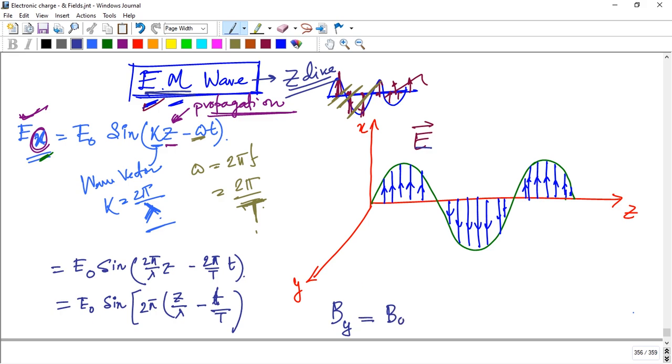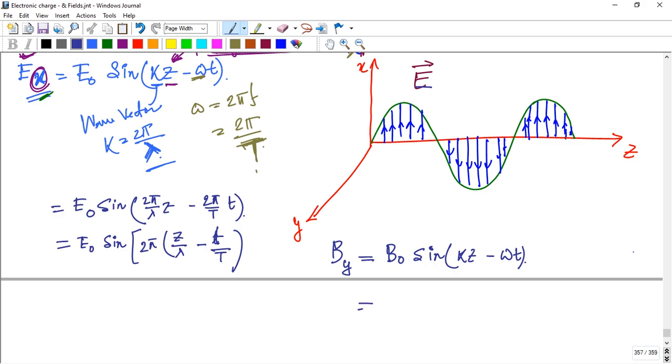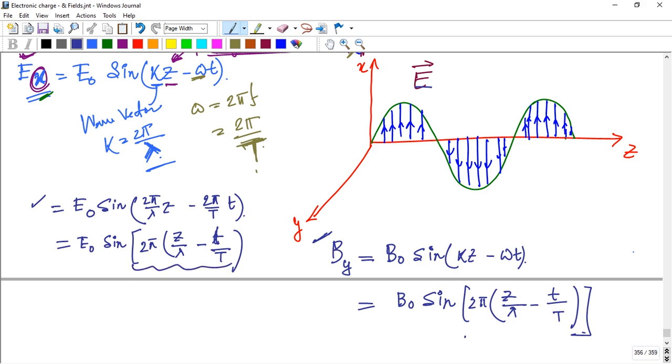Suppose the maximum is B naught sine of kz minus omega t, the same form, and we get the final expression B naught sine 2 pi times z by lambda minus small t by capital T. You see that both are in phase, with no phase difference between the electric and magnetic field waves. The cutting points are the same.